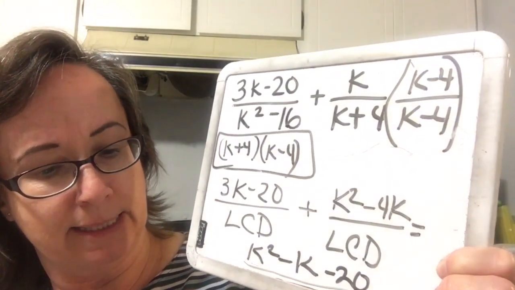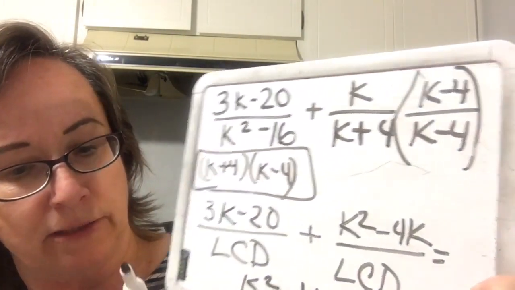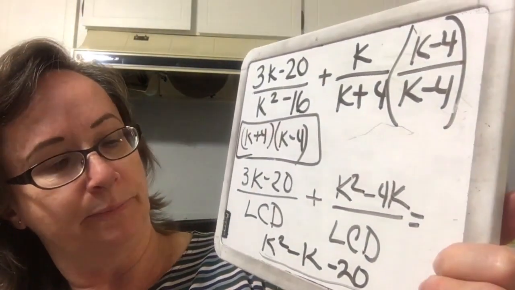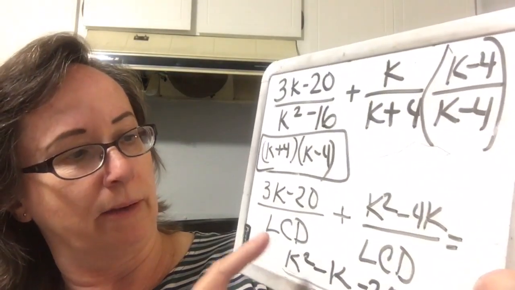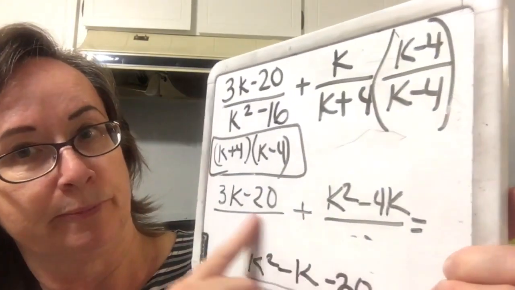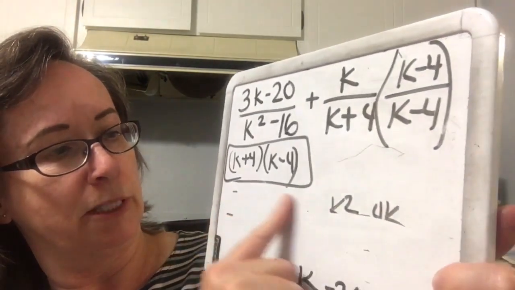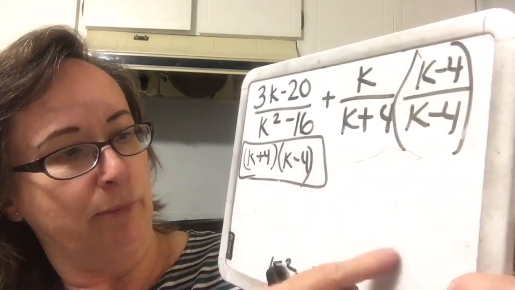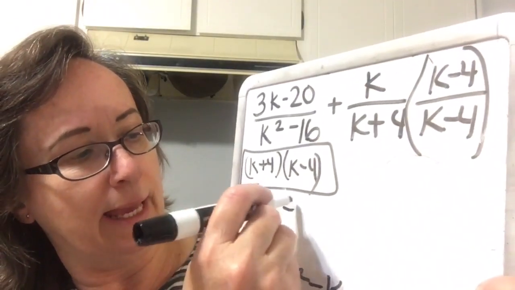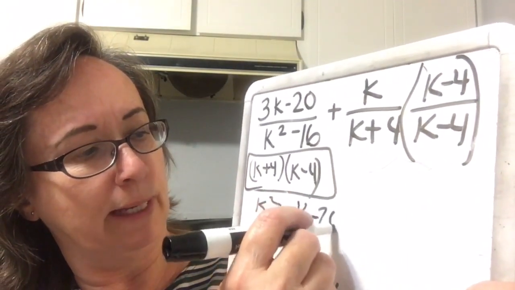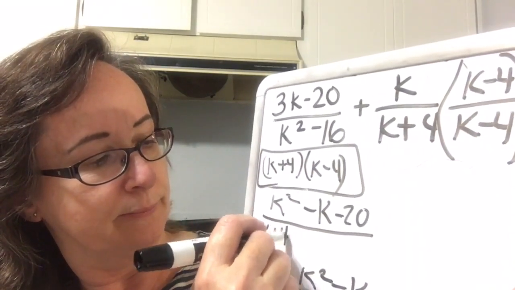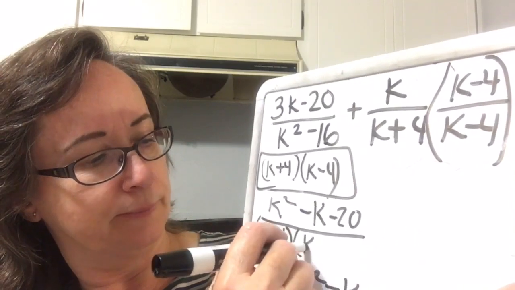And let's think if that's going to factor at all, and I think it is. So let's take this one here and factor this. So I'm going to go ahead and just erase this right now so that I have a little bit more board space. And I'm going to rewrite this k squared minus k minus 20 over the LCD, which is k plus 4, k minus 4.